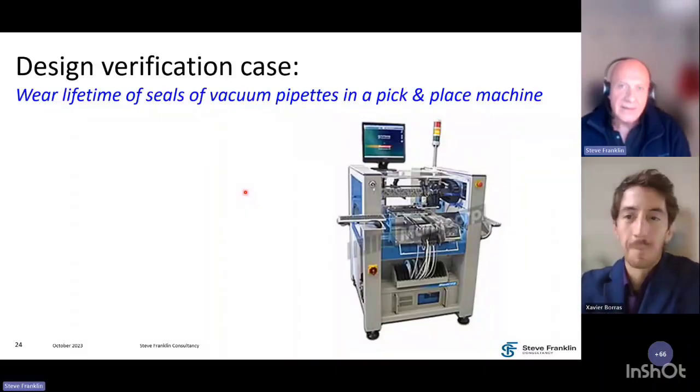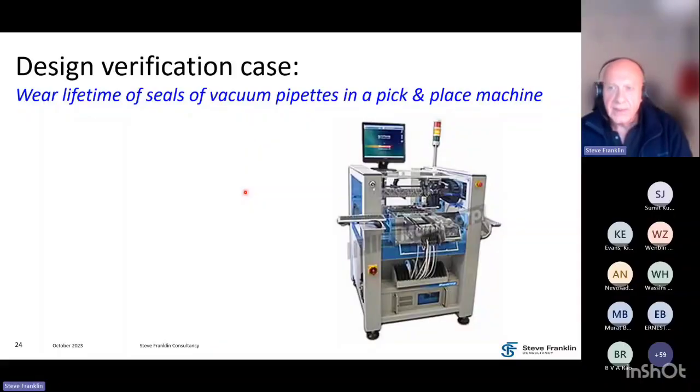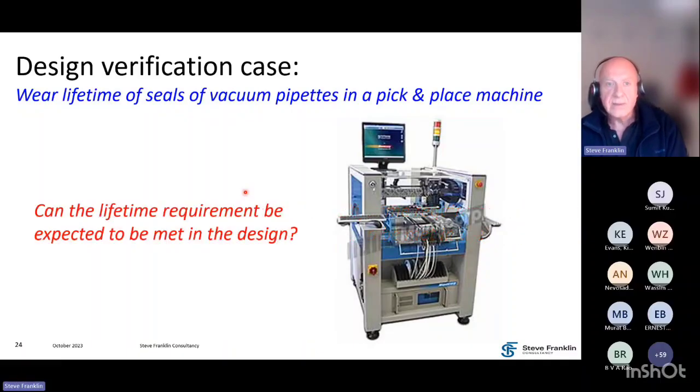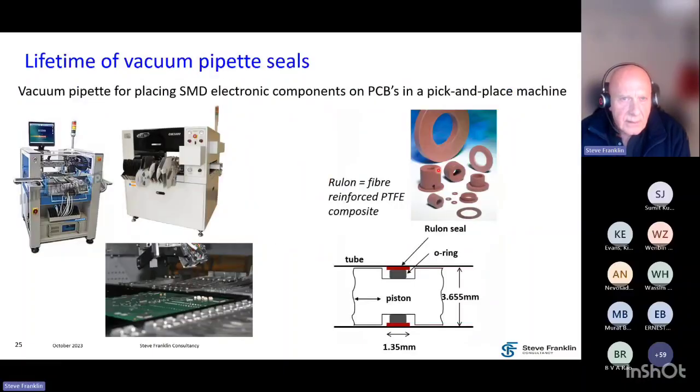And this is a design verification case. So this is where a design has been made. It hasn't yet been implemented, but the idea is to look at, is that design okay, and is it likely that the lifetime requirement will be met in that design? And this is then for the wear lifetime of seals in vacuum pipettes in a pick and place machine. So do I have a slide here? Yeah.